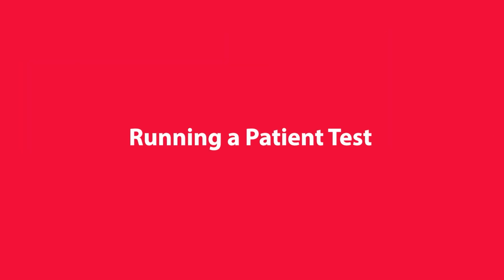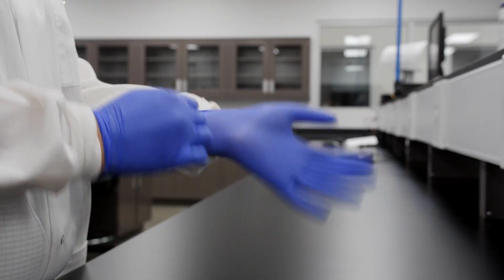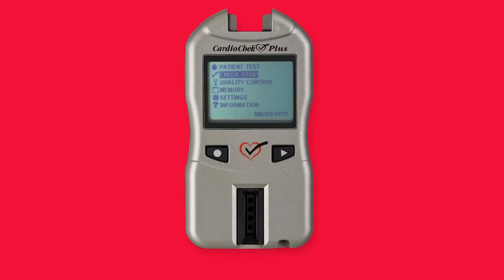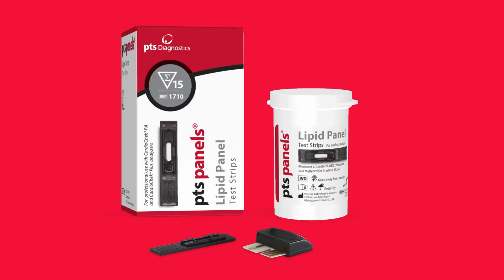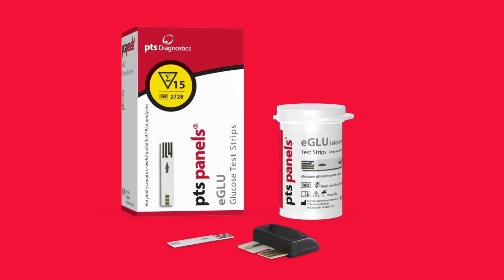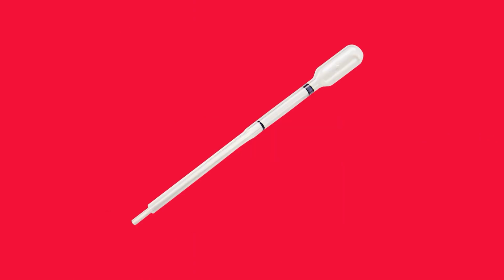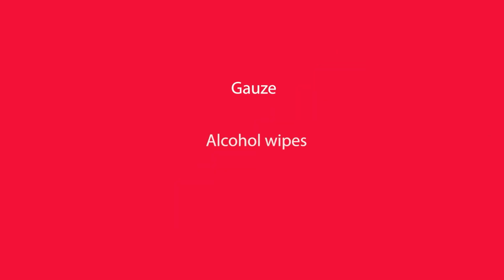Once you've verified that your analyzer is working properly by running a check strip and controls, you're ready to run a patient test. Put on a new pair of disposable gloves. Then gather all the items you'll need: analyzer, PTS Panel's lipid panel test strips, PTS Panel's e-glue test strips, memo chip, lancet, PTS Collect capillary tubes, 40 microliters, gauze, alcohol wipes, biohazard container.